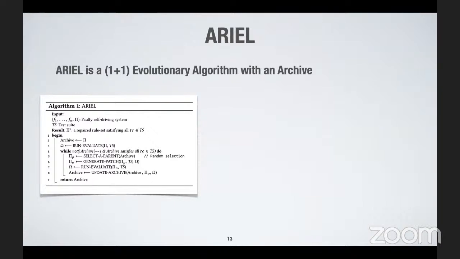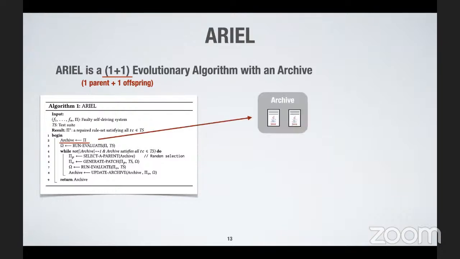So this is the pseudocode of the algorithm, but I'm going to give you a very quick overview. First of all, 1+1 means there is only one parent and one offspring at a time. So in each iteration, the algorithm creates only one candidate patch. It is also initialized with an archive, and the archive saves the best patches found so far for all the failures. If you think about optimization, we call this the non-dominated set of found patches.